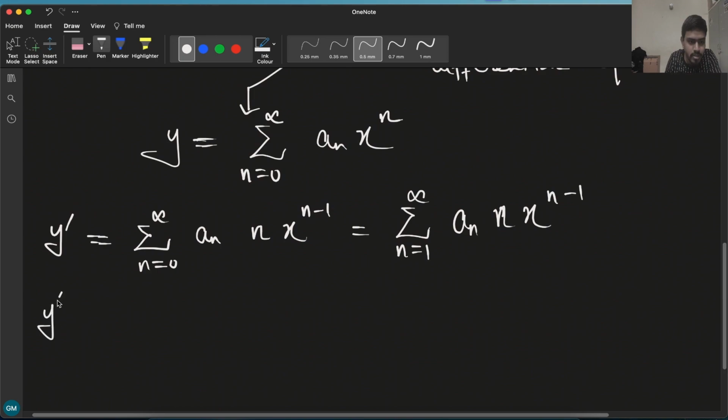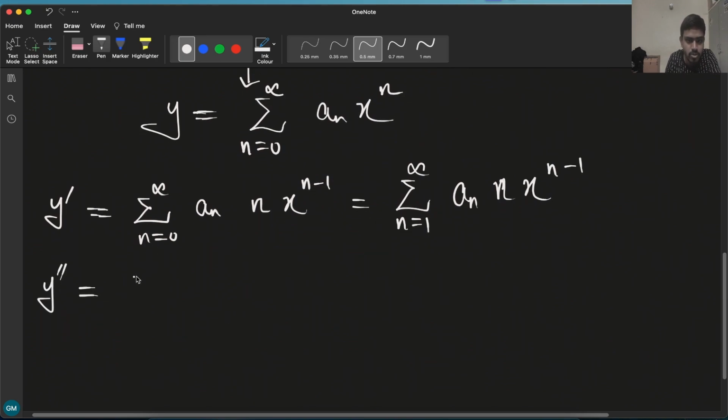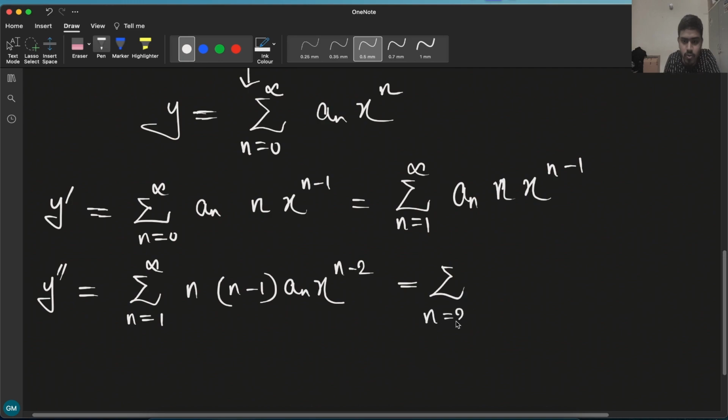And y double dash: if I take another derivative of this y dash, it will be sum over n equals to 1 to infinity n times n minus 1 an x to the power n minus 2, equals to sum over n equals to 2, because the n equals to 1 term contributes nothing. Just because the n minus 1 factor is sitting here, if I put n equals to 1 it will be 0. So I can start from n equals to 2 without any harm.